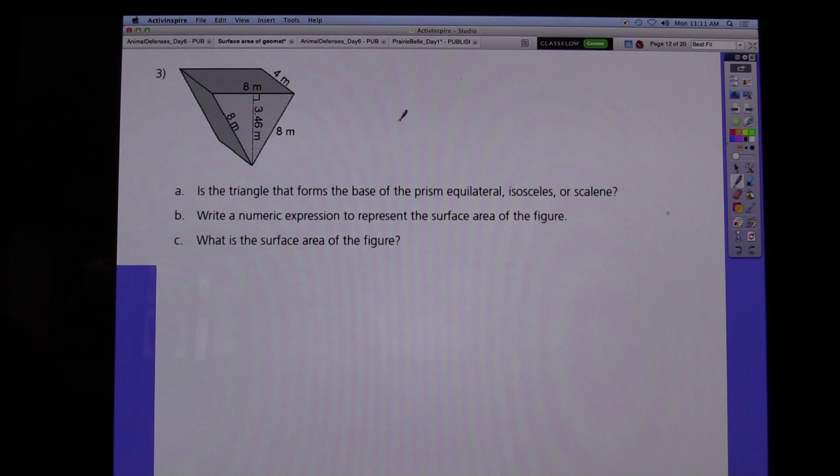Here is another example of a triangular prism, and I'm going to demonstrate how to find the surface area of this triangular prism for my students.